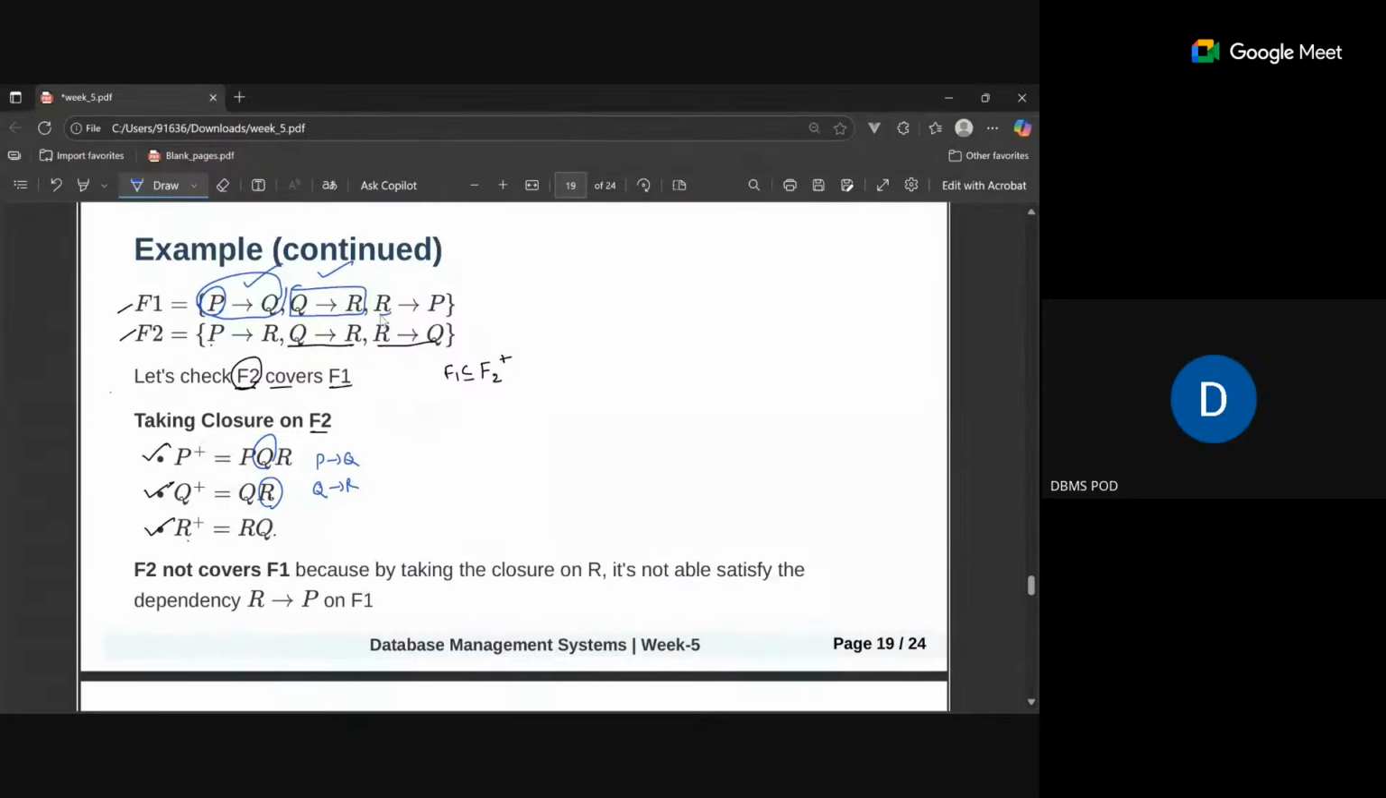I will take R closure in F1. This one doesn't have the P attribute, right? So I cannot say R determines P. This is false. So this dependency is not satisfied. So F2 does not cover F1. Clear?